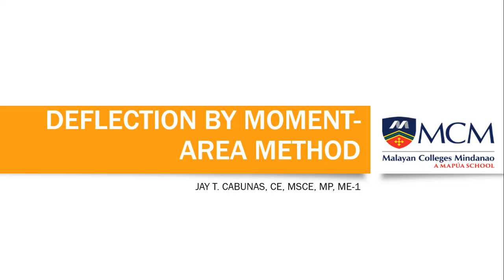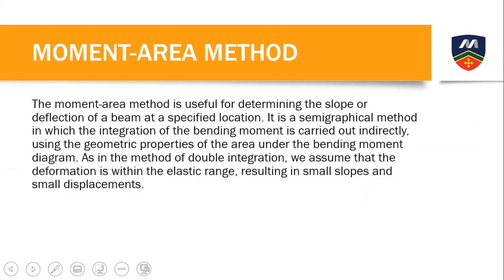This is known as deflection by the moment area method, or otherwise known as the moment area method. Okay, so first let's define what is the moment area method. The moment area method is useful for determining the slope or deflection of a beam at a specified location. So it is a semi-graphical method.